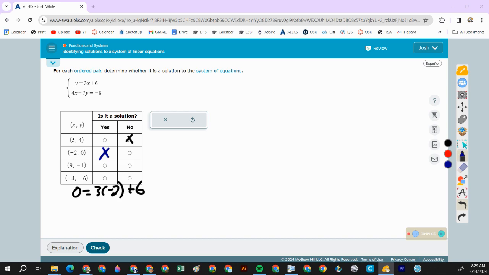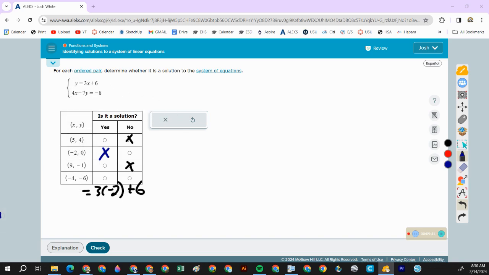Okay, let's try another one. 9 goes there and -1 goes there. So is -1 equal to 3 times 9 plus 6? Not even close. So no. I keep doing that. -4, -6. Is -6 equal to 3 times -4 plus 6? Yes. So it works in the top equation.